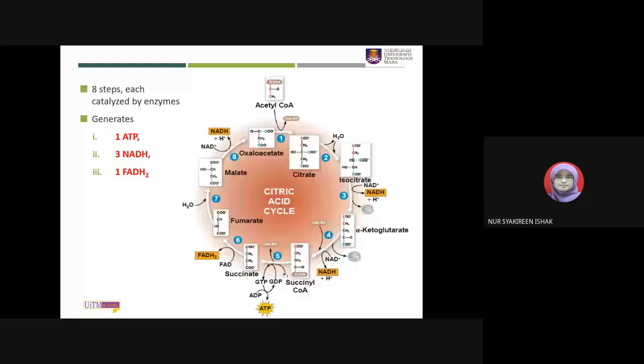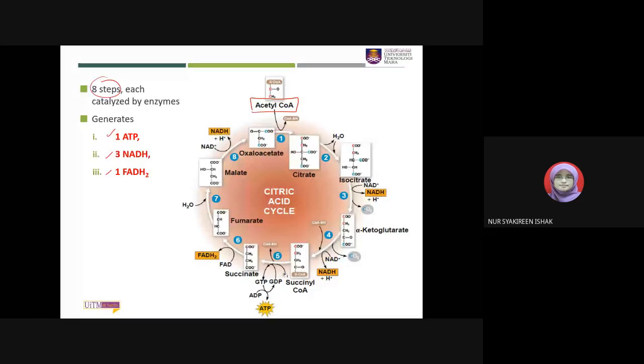So the citric acid cycle has 8 steps or 8 reactions. Reaction 1, 2, 3, 4, 5, 6, 7, 8. For one complete cycle, it produces 1 ATP, 3 NADH, 1 FADH2. This is for one cycle that requires 1 acetyl-CoA.